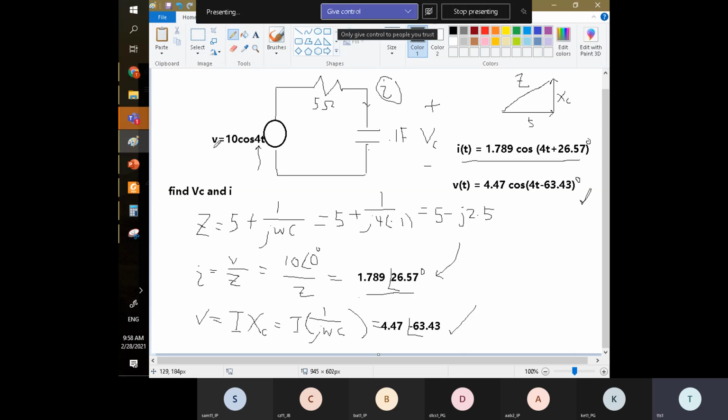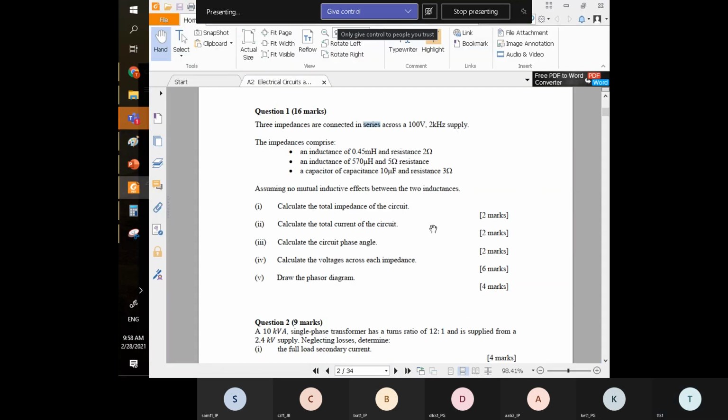Now it's time for us to come to our real question here. Take a look here. We have one inductive load, another inductive load, and then a capacitive load. These two are in series, and the third is also in series.